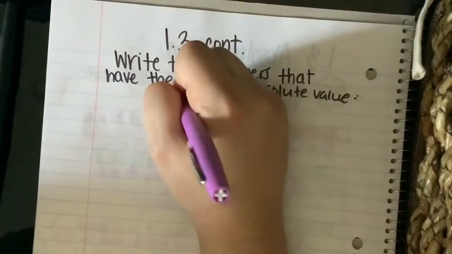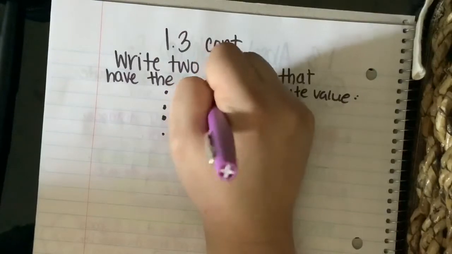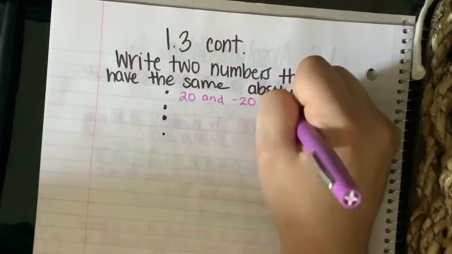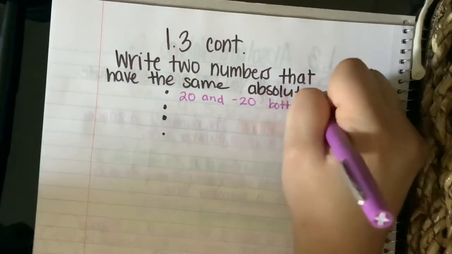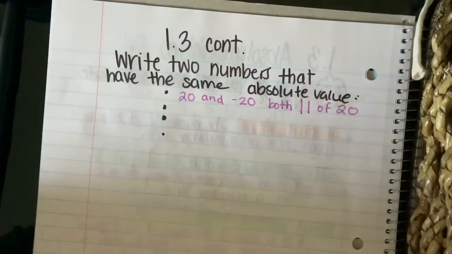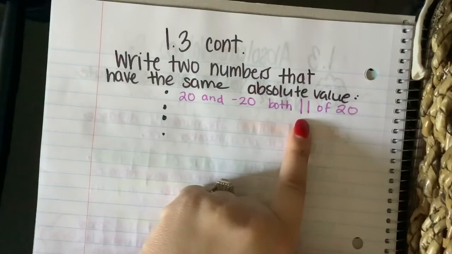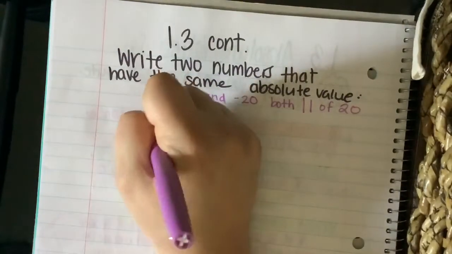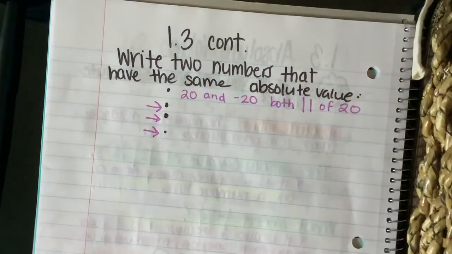I'm going to start with 20 and -20. They both have an absolute value of 20. Again, I'm showing the bars as a symbol for absolute value. So you take care of these 3 bullet points, coming up with 2 numbers that have the same absolute value.